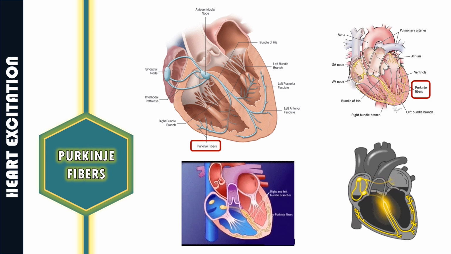Purkinje Fibers. Purkinje fibers are specialized conducting fibers that emerge from the bundle of His, forming a network of strands that spread throughout the ventricles. These fibers transmit electrical impulses to the ventricular muscle cells, triggering their contraction. Purkinje fibers enable rapid conduction of electrical signals, ensuring coordinated and efficient contraction of the ventricles. They play a crucial role in regulating the heart's rhythm and pumping action, making them a vital component of the cardiac conduction system. Purkinje fibers are named after the Czech anatomist and physiologist Jan Evangelista Purkinje.